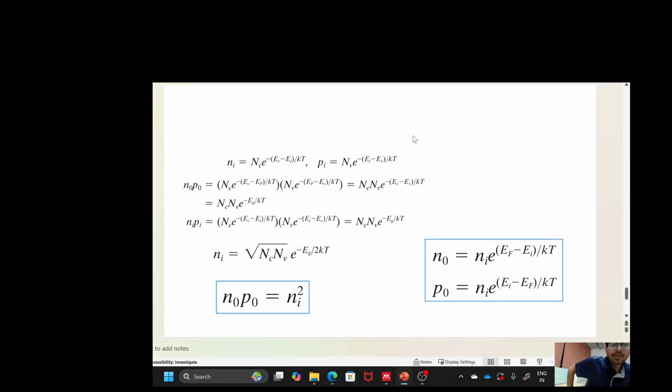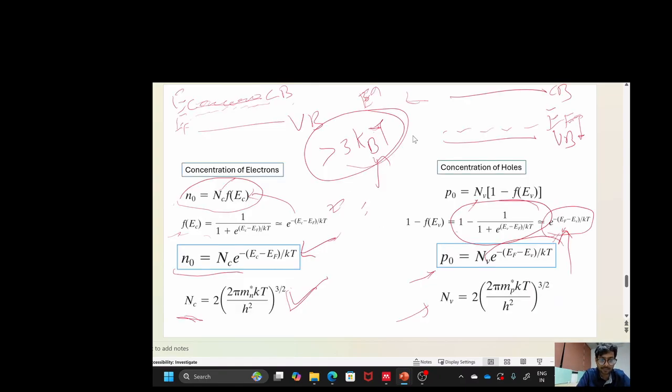So from that formula we have calculated previously N naught. N naught is the concentration of electrons. P naught is the concentration of holes at equilibrium, and we have not written EI. EF is the Fermi level that can be at any position. It does not need to be an intrinsic semiconductor, it can be any. It can be intrinsic, doped or undoped, anything.